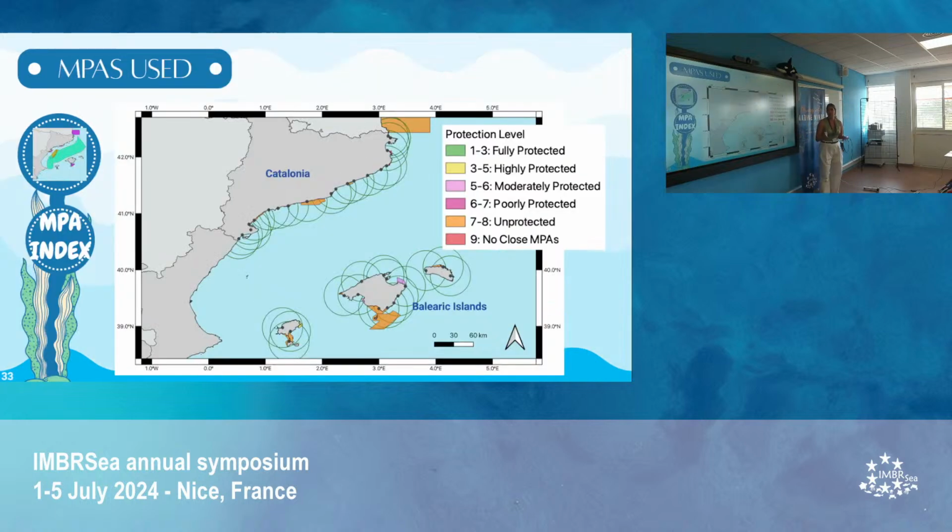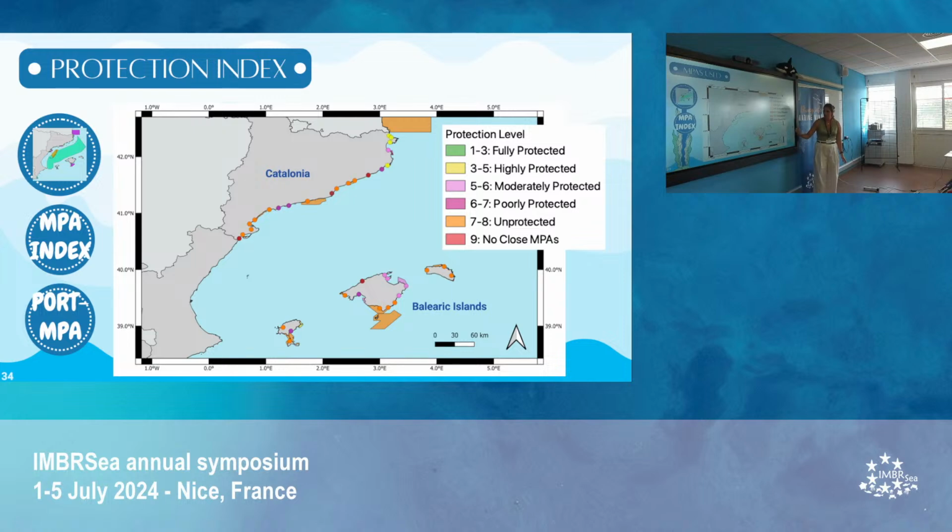And so this is a scale of our map with the fishing area around each port, and the polygons are each MPA with their protection level. And this is how it looks with the ports assigned their protection level.